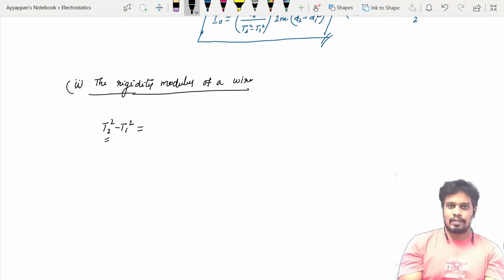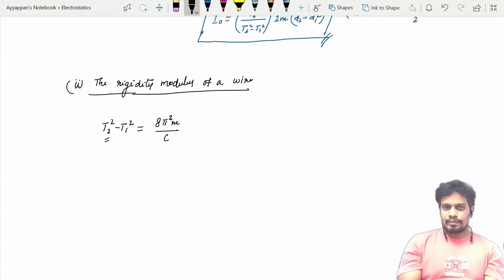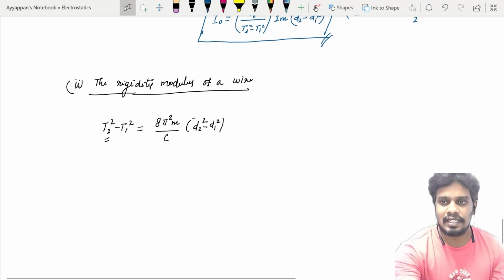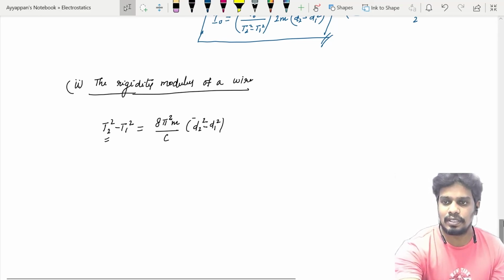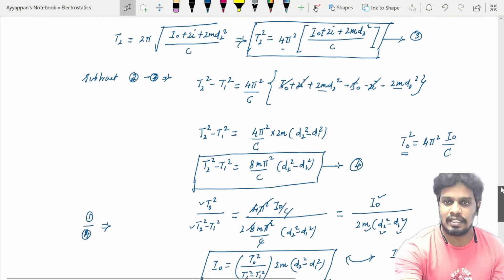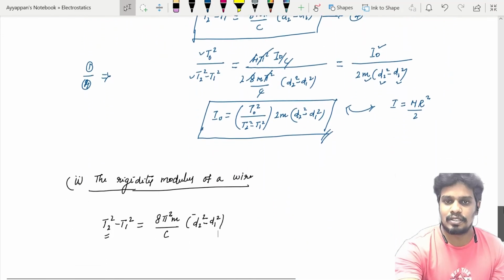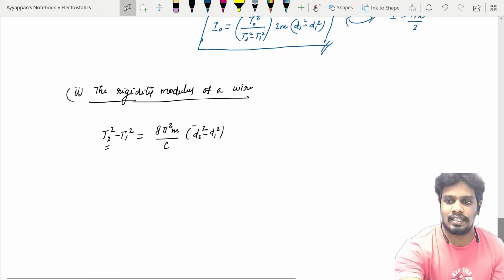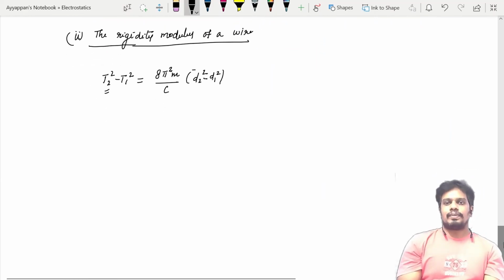This difference is equal to, we have already calculated that value. It is 8 pi square m divided by c. You've got to close this bracket, d2 square minus d1 square. This is the equation we had in the fourth equation. Maybe once again we can check it. If you check it, yes, 8 m pi square divided by c, d2 square minus d1 square. Yeah, this is the equation. We had it in the fourth one.